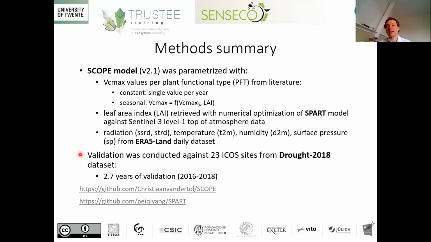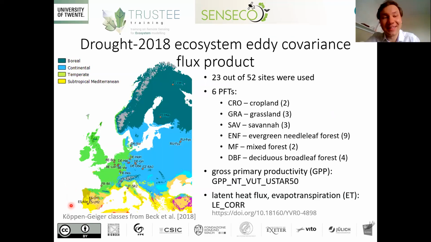Validation was conducted against 23 ICOS sites from drought 2018. And as I said, it's too recent, so we had only 2.5 years for validation. By the way, both models, the updated version of SCOPE and the SPART, are available on GitHub. Final slide of methods and the validation.